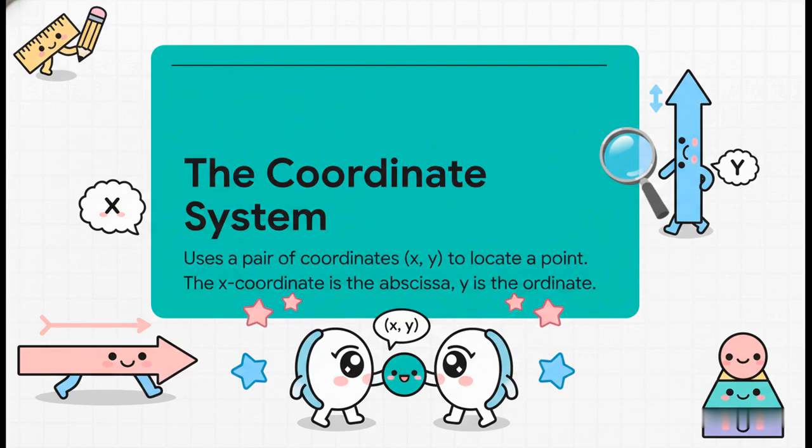Now, every single point on this grid has its own unique address, which is just a pair of numbers, an x, y coordinate. The x tells you how far to go left or right, and the y tells you how far to go up or down. That's it. It's like a perfect filing system for, well, every point in existence.